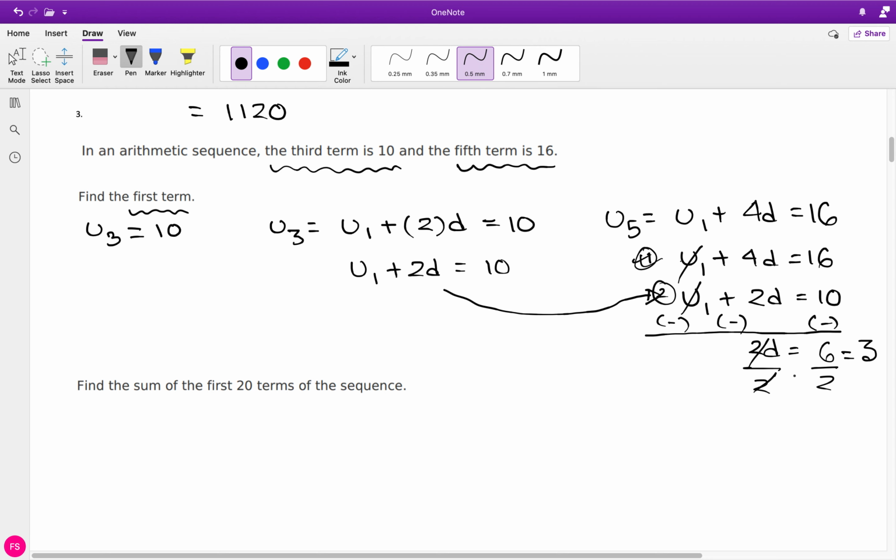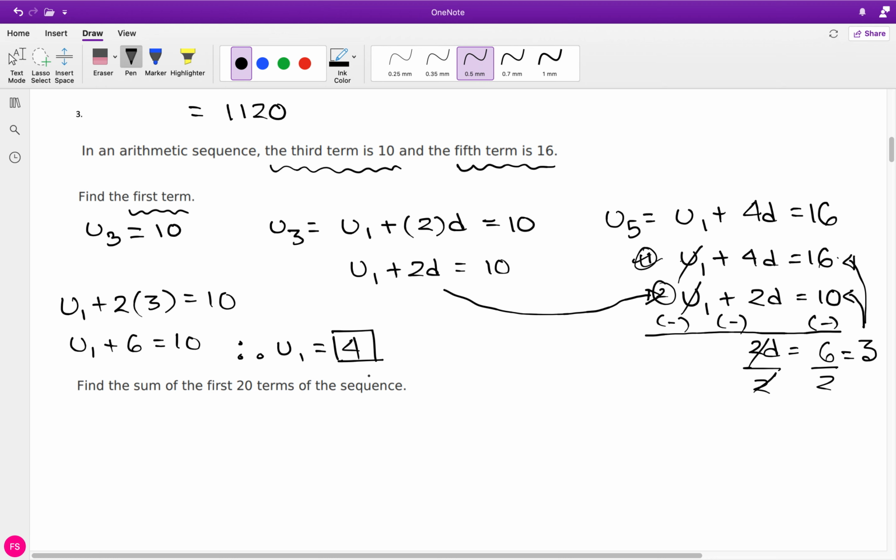Now that you know the common difference, you can substitute it into any of these equations, either this or that, it doesn't matter, to get the first term. I will use this one because the numbers are low. u1 plus 2 times d, which is 3, equals 10. This will give me u1 plus 6 equals 10. Therefore, u1 is equal to 4. This is my first term.